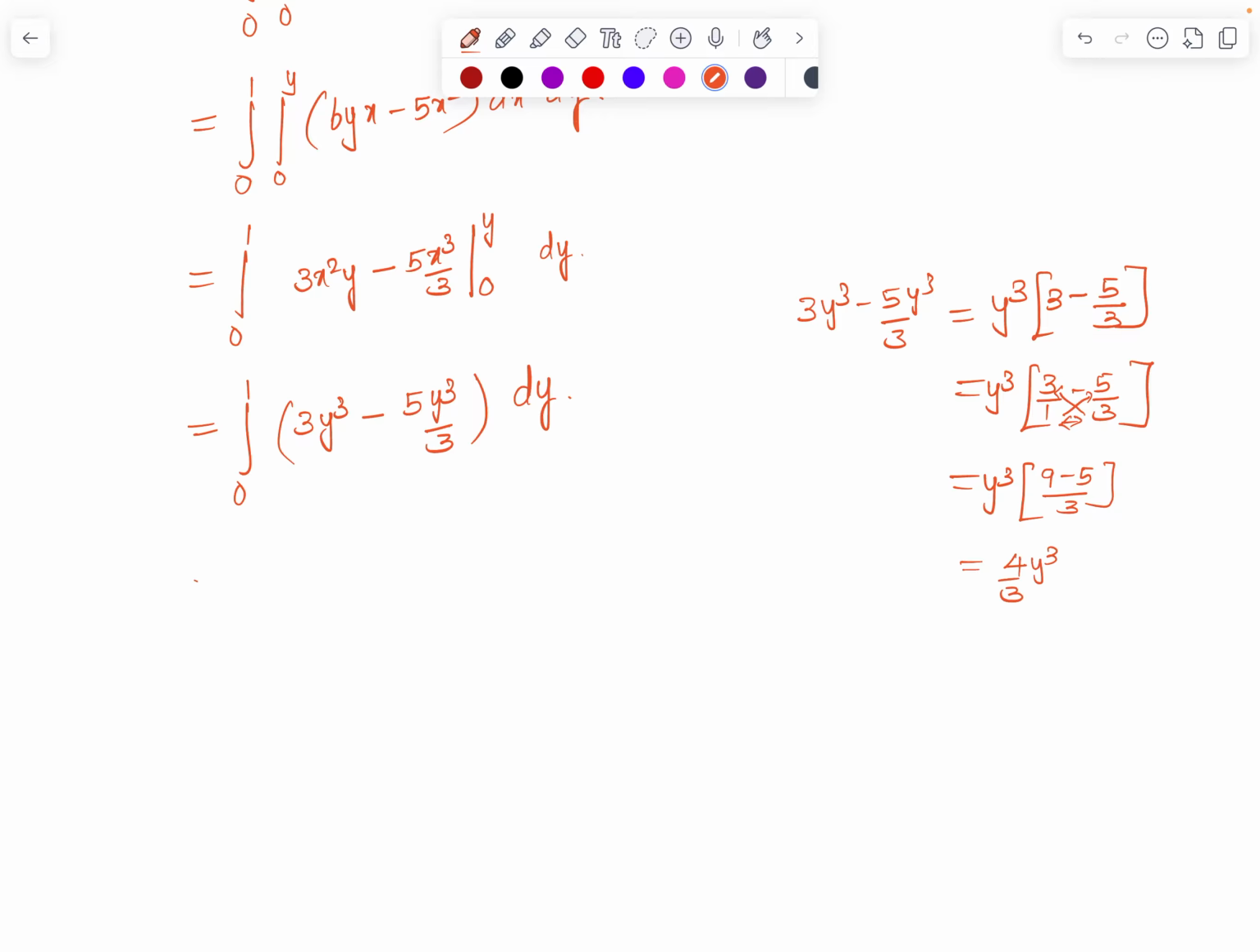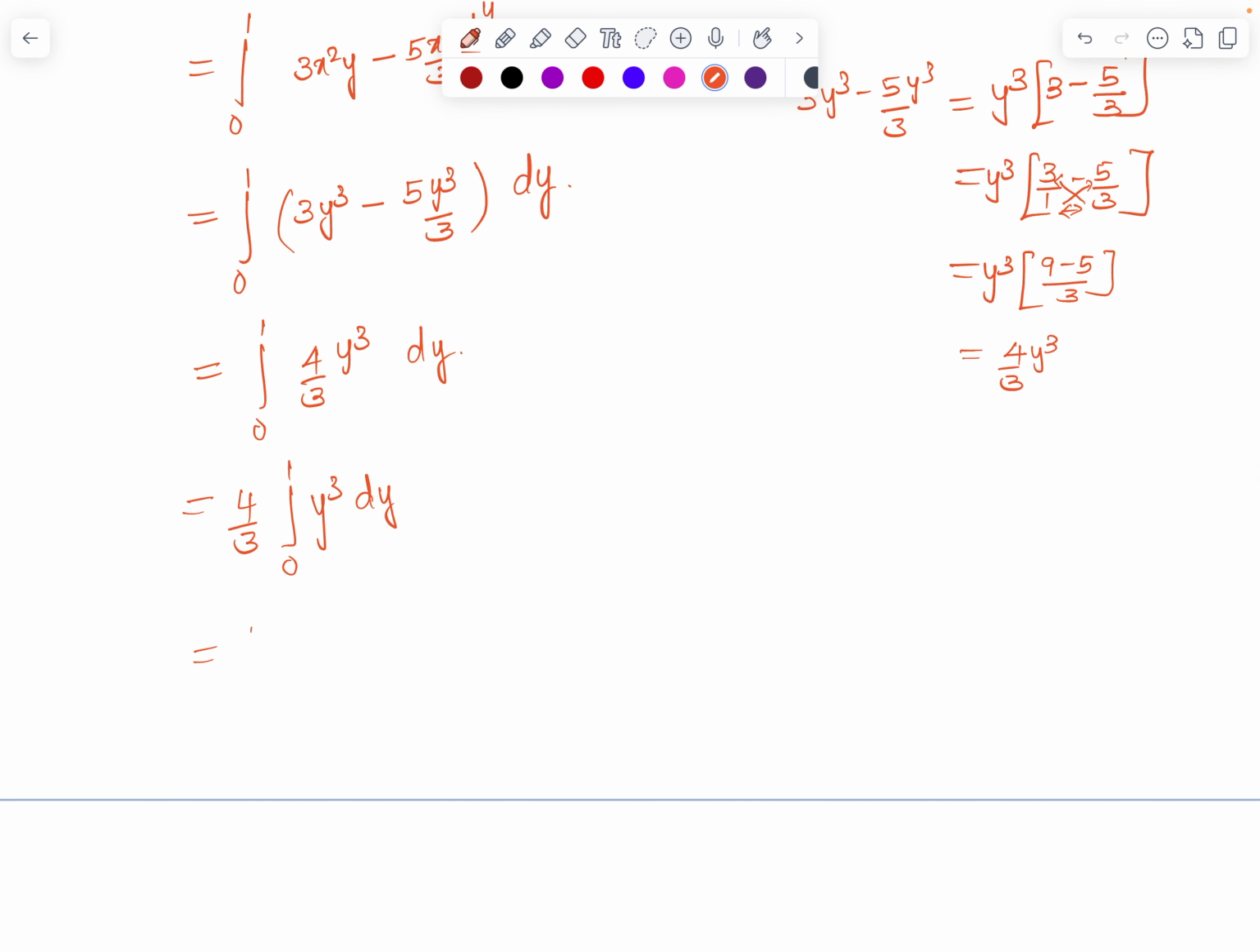So what do you get now? This is nothing but 0 to 1, 4y cube by 3 dy. So take 4 by 3 outside as it is constant, and integrate the function y cube. So it is 4 by 3, y power 4 by 4, within the limit 0 to 1. So what do you get? You can cancel the 4 and apply the upper limit. So what do you get? You get 1 by 3 as the answer.